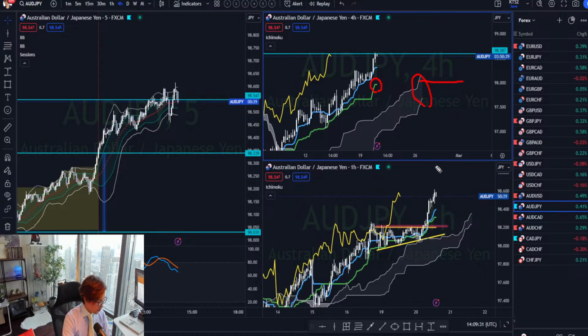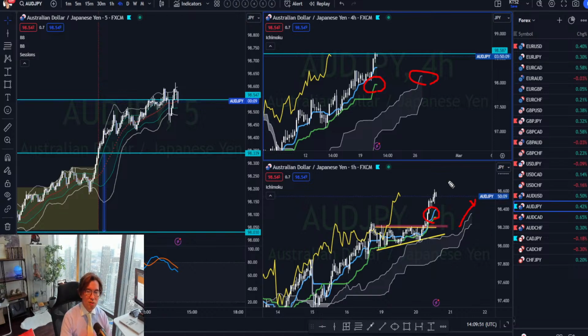However, if you also look at the angle of the Kumo Kijun Sen, these are all flat now, right? And here the 1-hour Kumo is up, technically still up, but the angle of the Kijun Sen is now flat.